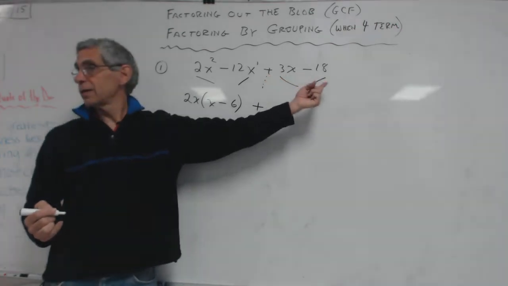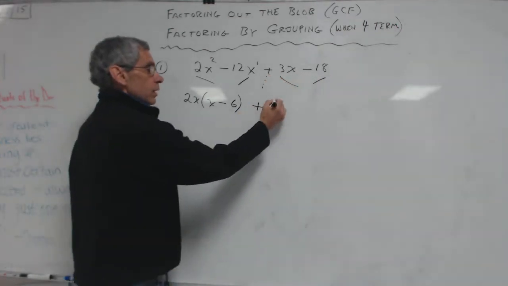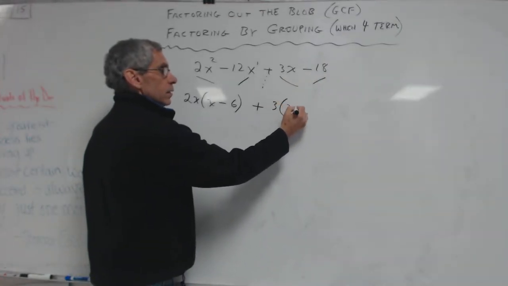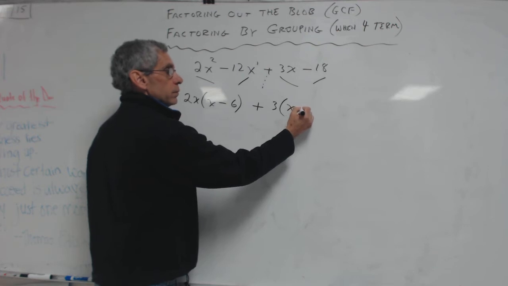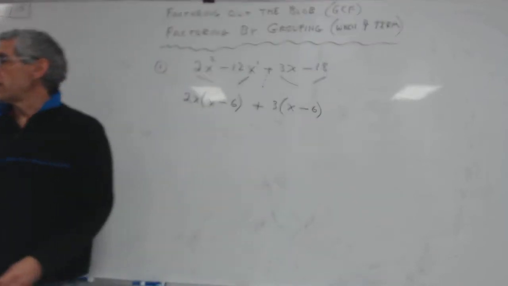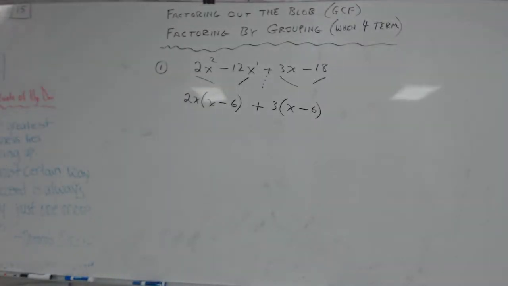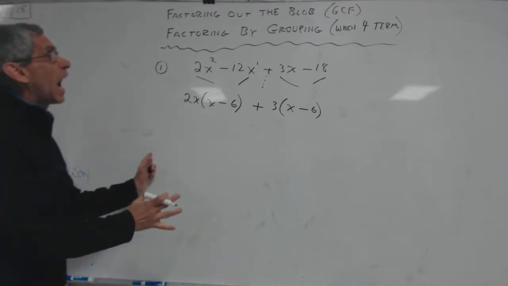And then what's my greatest common factor here, Ben? 3, keep going, Ben. It would be 3 times x minus 6. Okay, so we're done, right? No. Wait, do you see something?